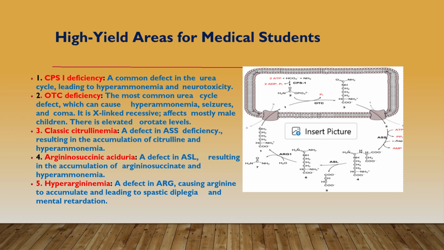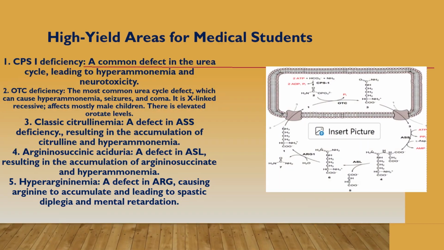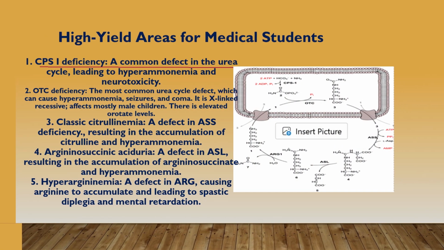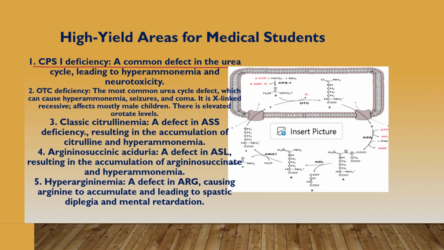It is X-linked recessive, affects mostly male children. There is elevated orotate levels. 3. Classic citrullinemia, a defect in ASS deficiency, resulting in the accumulation of citrulline and hyperammonemia.